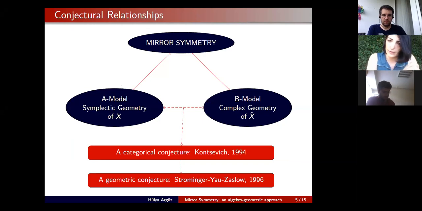On one side, X is a symplectic manifold with a symplectic structure. And on the other side, the mirror is expected to have a complex structure. In the physics language, these sides are called A model and B model. A model is the symplectic side and B is the complex one. And the two most influential and important conjectures in this framework are phrased by Kontsevich and Strominger-Yau-Zaslow.